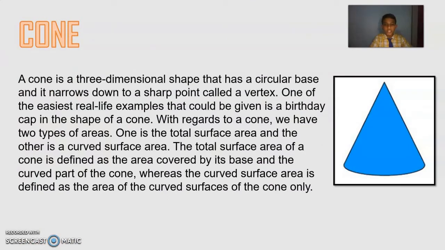Cone. A cone is a three-dimensional shape that has a circular base and it narrows down to a sharp point called vertex. One of the easiest real-life examples that could be given is a birthday cap in the shape of a cone. With regards to a cone, we have two types of areas. One is the total surface area and the other is the curved surface area. The total surface area of a cone is defined as the area covered by its base and the curved part of the cone, whereas the curved surface area is defined as the area of the curved surfaces of the cone only.